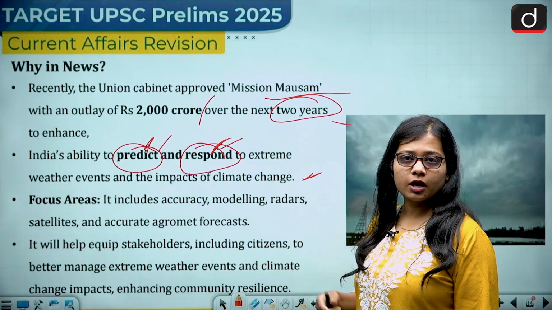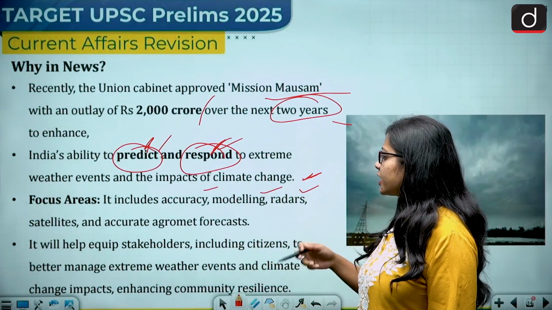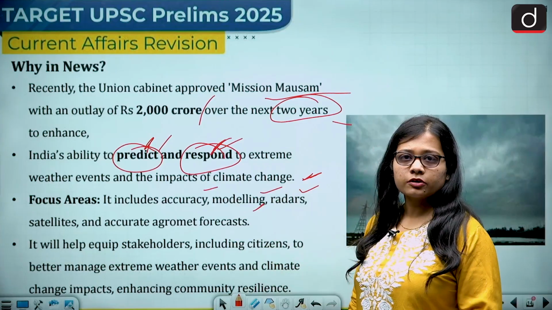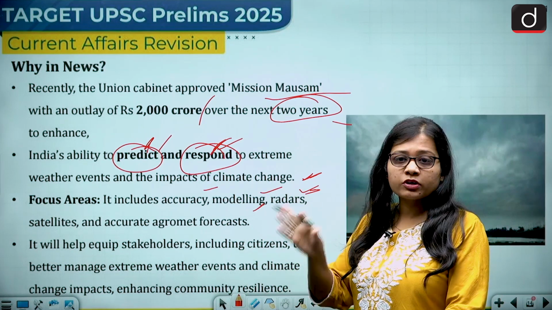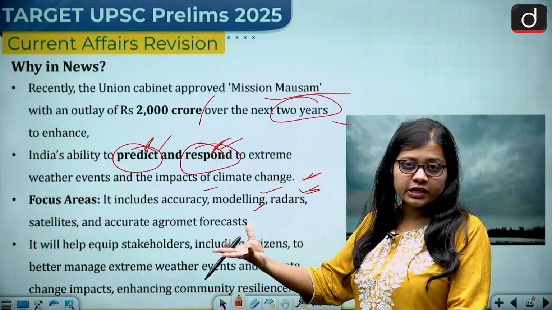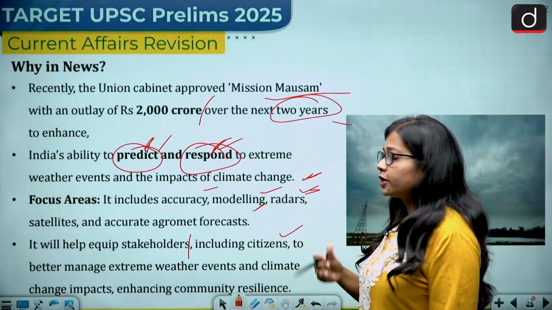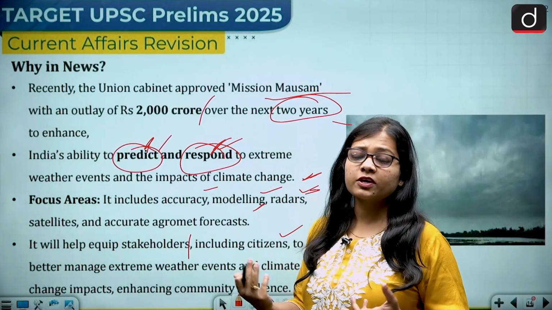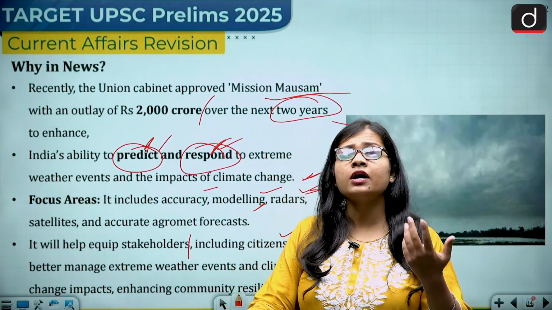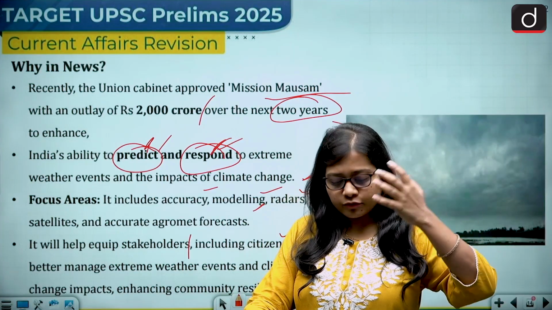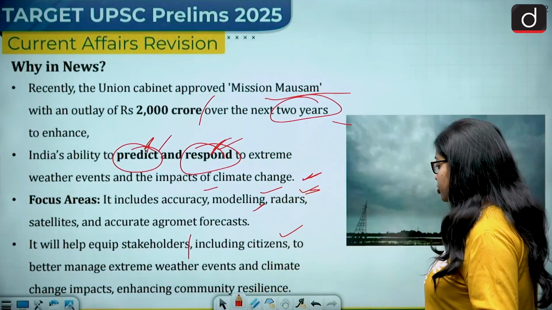Now let us talk about the focus areas. This includes accuracy, modeling, radars, satellites and accurate agromet forecast. So with the help of radars and satellites, the accuracy level of the prediction of any extreme weather event must improve. Then it will help equip stakeholders, including citizens, to better manage extreme weather events, because these events cause a lot of harm to public property and also to the life of the people. So if the predictability increases, then the people and the government will be able to better manage the extreme weather events.